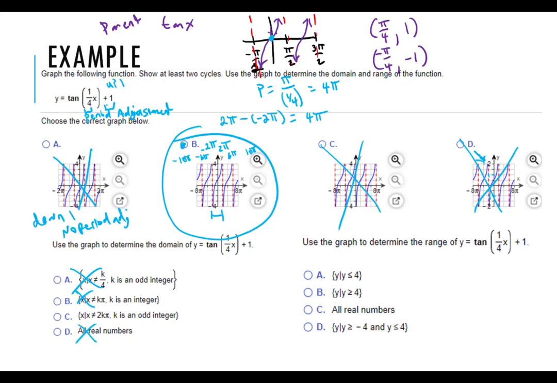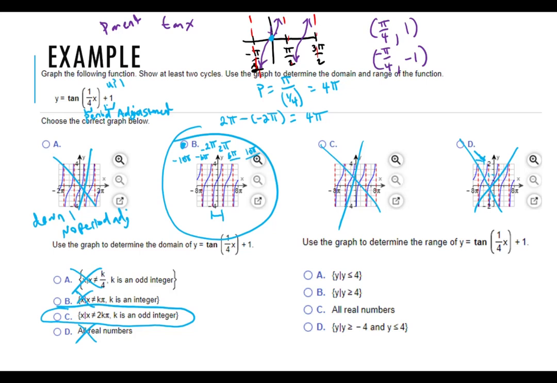We also know that it's not all real numbers because we have domain restrictions, and these vertical asymptotes here show us that. Now, this says 2k pi, where k is an odd integer. Let's check that. Odd integers are things like 1, 3, 5, and so on. So 1 times 2 pi is 2 pi. Okay, that checks out. 3 times 2 pi is 6 pi. That checks out. 5 times 2 is 10. 10 pi, that checks out. Perfect. That is our domain restrictions for this tangent function.